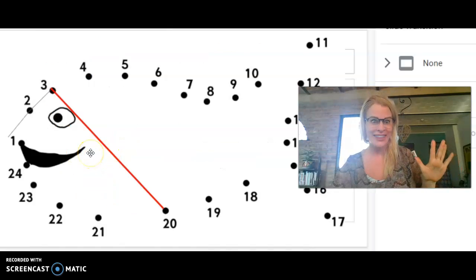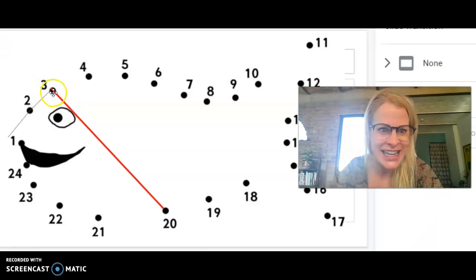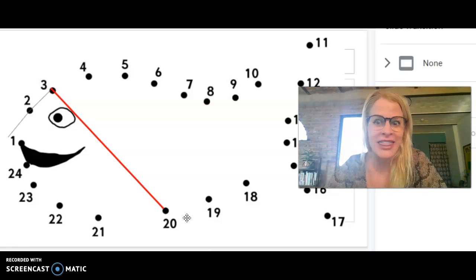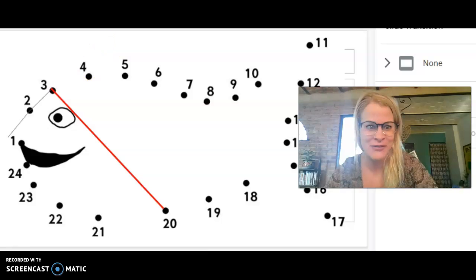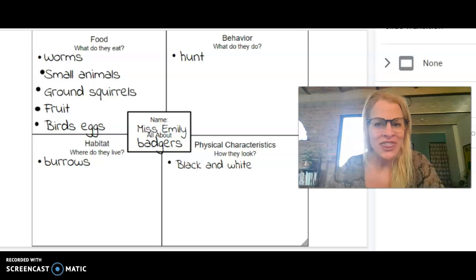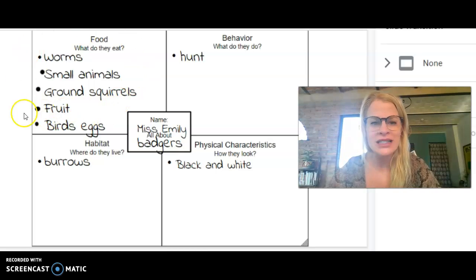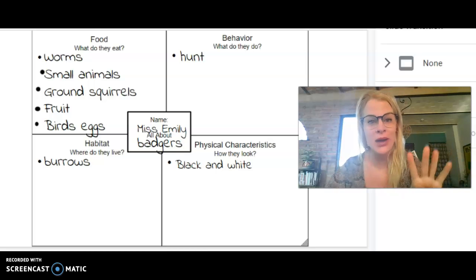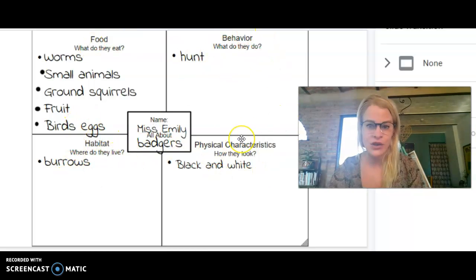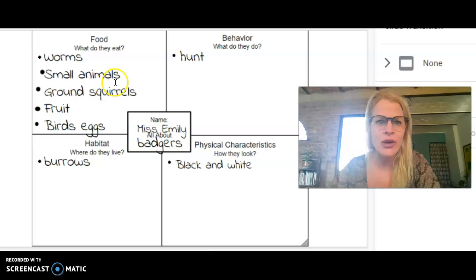Whoa, whoa, whoa, not like that. We don't want to do a connection from number 3 to number 20. We need to connect the ones that go together, that make sense, right? 1, 2, 3, 4. So if we look back at our note page, the things that make sense together are the ones that are under the same heading. Because remember, we have our 4 headings on this research page. We have food, behavior, habitat, and physical characteristics. So if I want to connect the dots in a way that makes sense, I want to just zoom in on one section. And I'm going to start with this one.